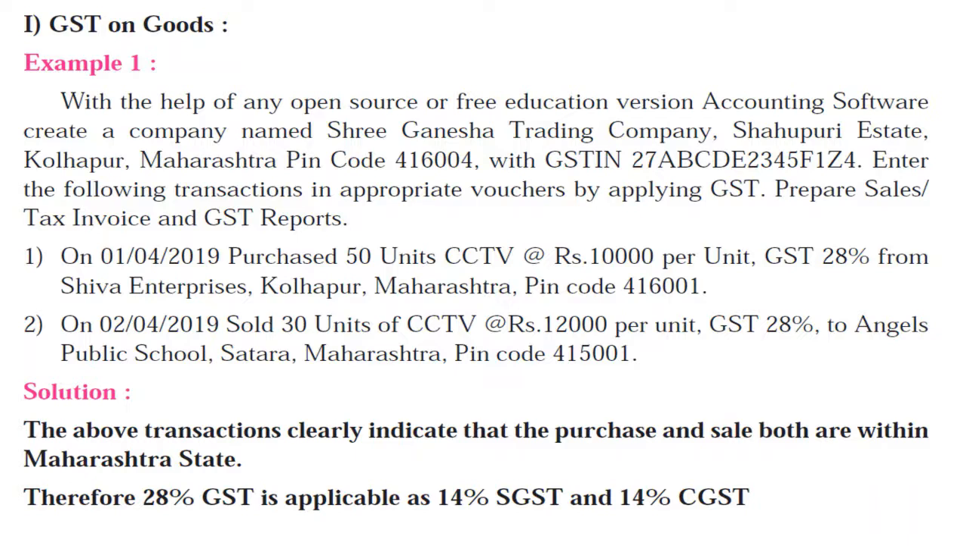We have to create the company first, named Shri Ganesh Trading Company, Shahapuri Estate, Kolhapur. The GSTN number is mentioned, which we have to enter, and the sales tax invoice and GST reports we have to prepare based on CCTV units. So here the inventory item is CCTV, and we have to create the sales tax invoice as well as the GST reports. Now as 28% GST is applicable, it is divided into 14% SGST and 14% CGST.